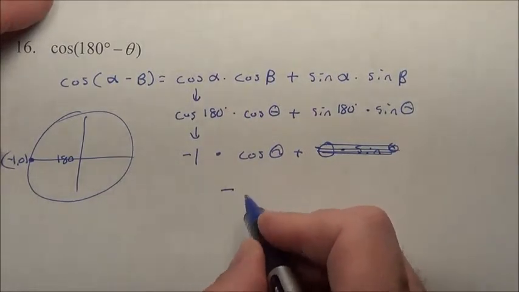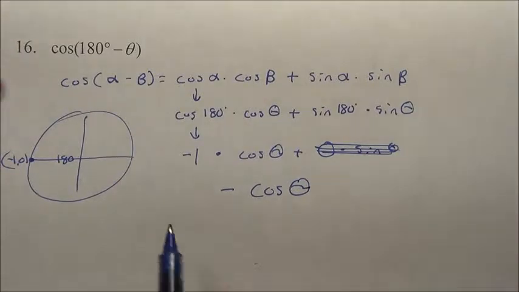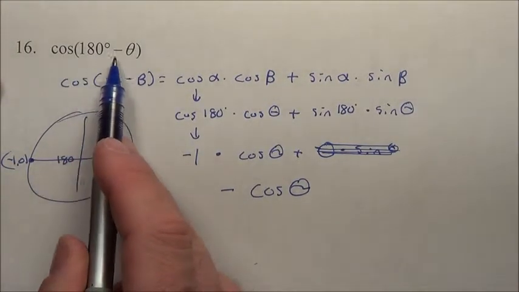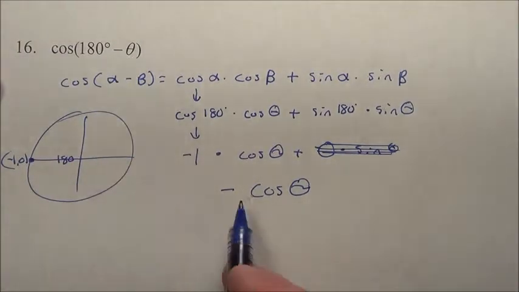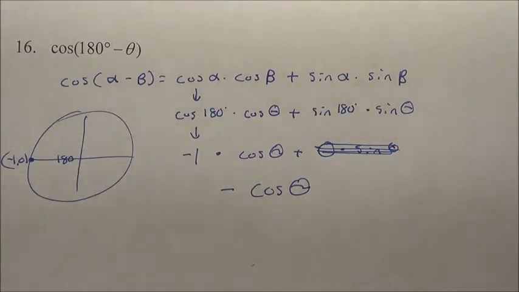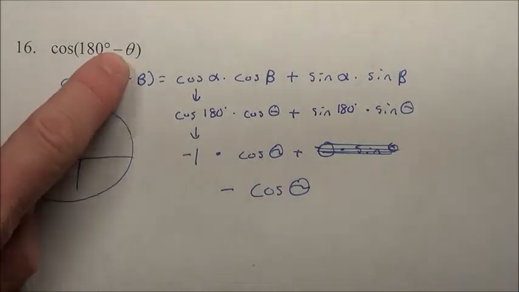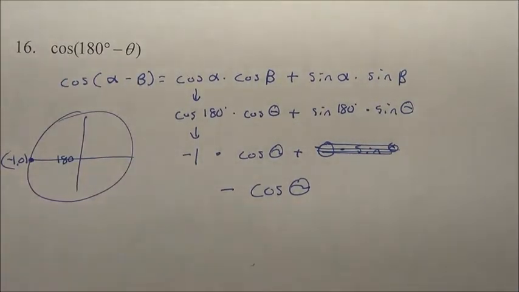So our final answer is simply the opposite of whatever the cosine of theta is. So if you and I are trying to do cosine of 180 minus 30, the answer is going to simply be the opposite of cosine of 30. That's all we're doing here. We're just simply restating that no matter what theta is, this is simply going to be the opposite of the cosine of that theta. There's problem 16.